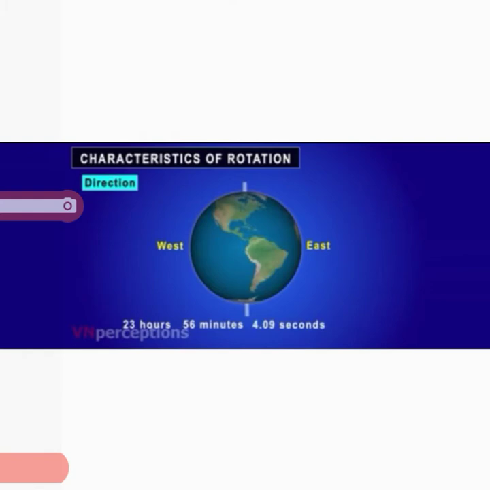For one rotation, how much time does it take? 24 hours. We won't feel this movement. What is the reason, children? Because all the other things that are here are also moving with us. We also feel the sun rises from the east and sets in the west. Actually, the sun is fixed or unchanging and the earth is rotating from west to east.